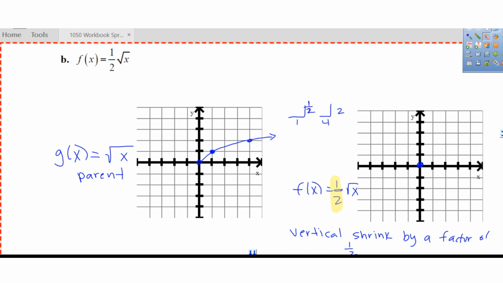What is 2 times 1/2? Talk to me about that. That's a 1. So that's all you have to do. Go to that point, write 1, up a half, write 4, up 1, looks like that, like that.